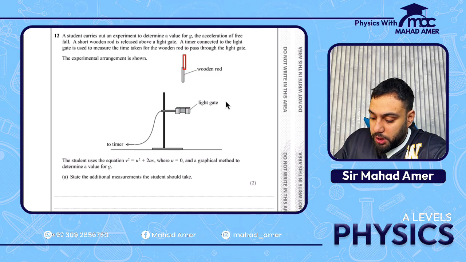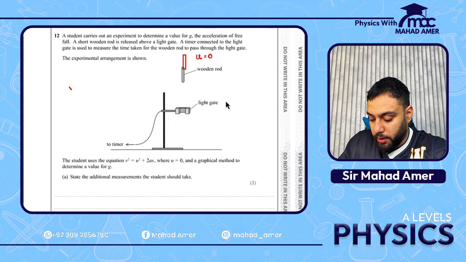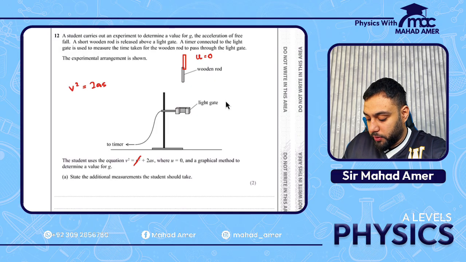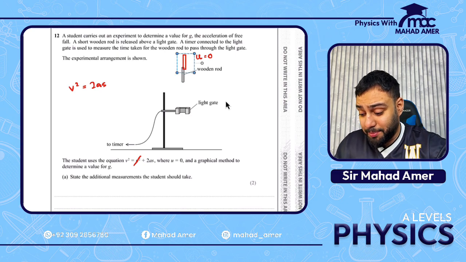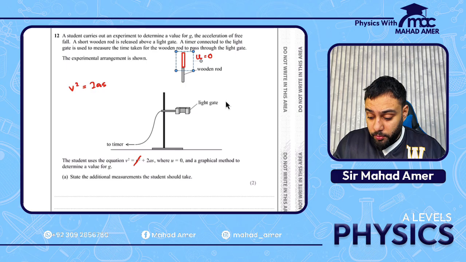So the initial velocity of the rod is 0. That's one. The equation that I'm using is v squared equals 2as, because u is 0. First of all, I'm just making you understand the concept. When this ball drops, this wooden rod drops, I'm calculating till this point, and that's it.